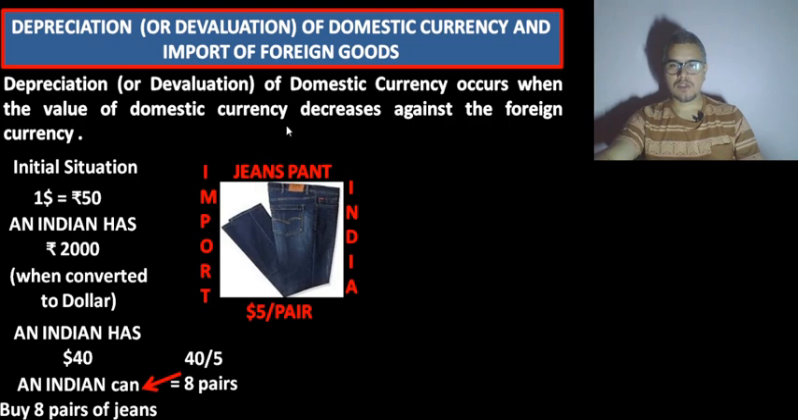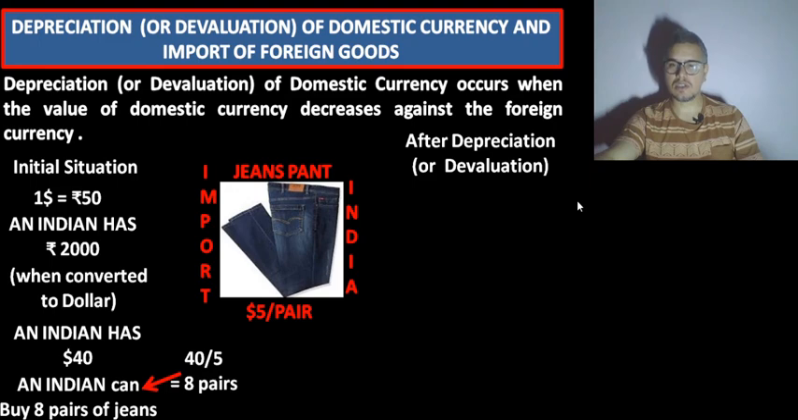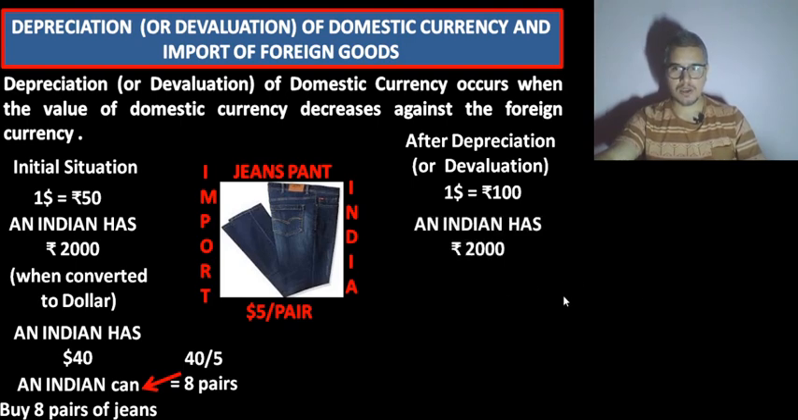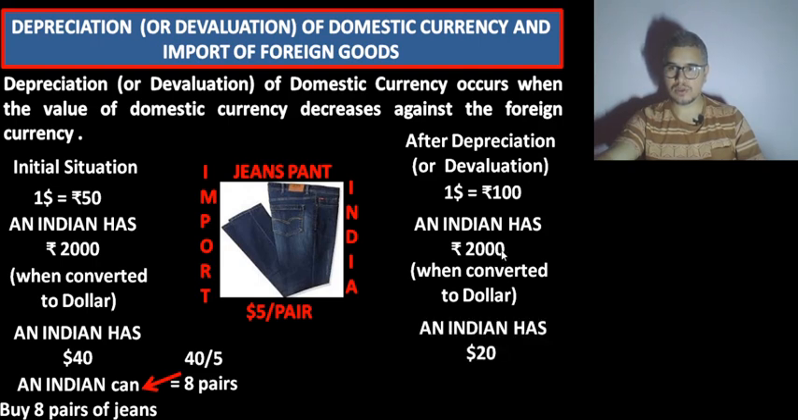Now let's say the value of Indian currency has depreciated. After depreciation or devaluation, the exchange rate changes to $1 equals 100 rupees. The same example which we have been taking. I will not explain this in detail because we have already discussed it. The Indian has 2000 rupees with him. When converted to dollars, since $1 is 100 rupees, it simply becomes $20, if we divide 2000 by 100.